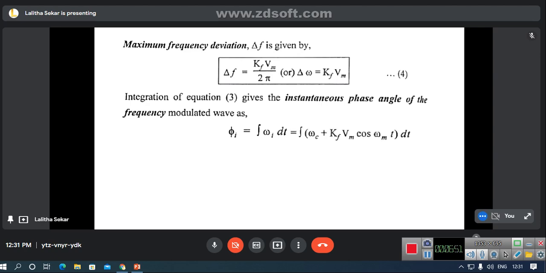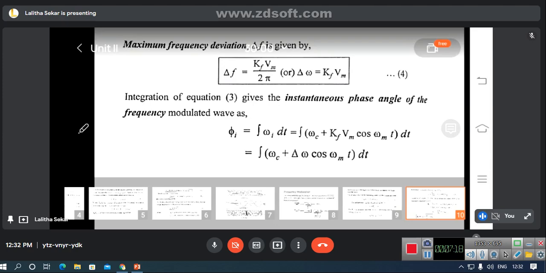Integration of equation 3 gives the angle modulated by phi i. Phi i is equal to the integral of omega i dt. Therefore, we get the integral of omega c plus kf Vm cos omega mt dt. Integrating, we get omega c t plus, instead of kf Vm, we can put del omega.